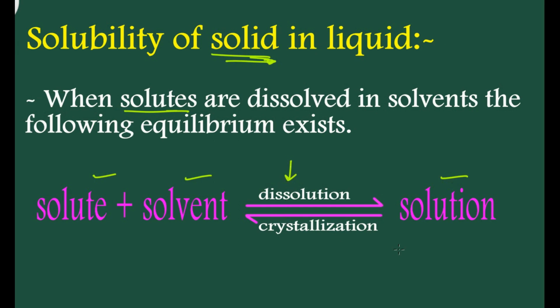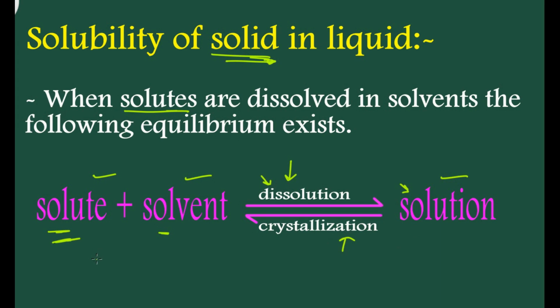Now, when solute is extracted back from the solution, the process is known as crystallization. We will take the most general example of sugar and water. When sugar is dissolved in water, dissolution occurs and we get a sugar solution, right? And when we remove the sugar particles from it, crystallization occurs and we get our sugar particles back.